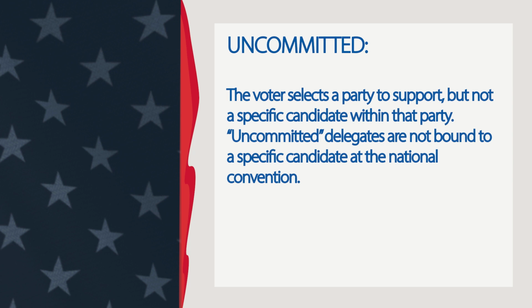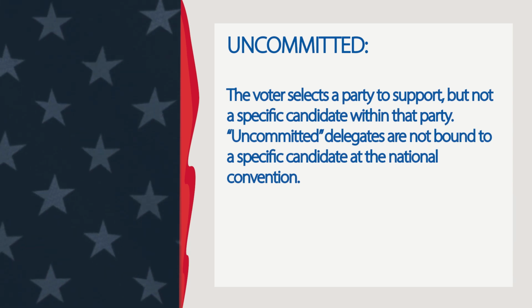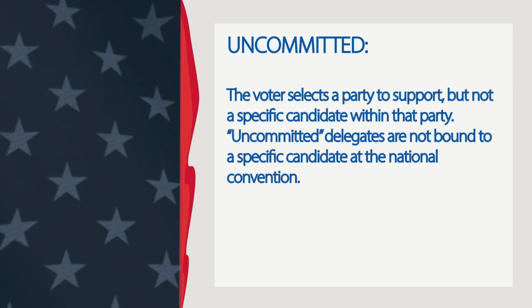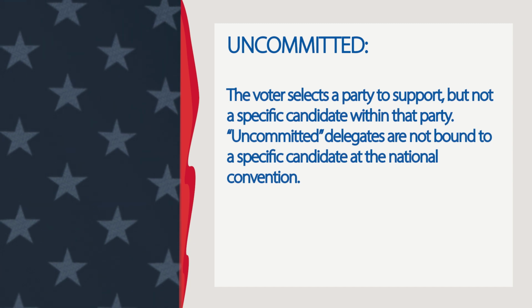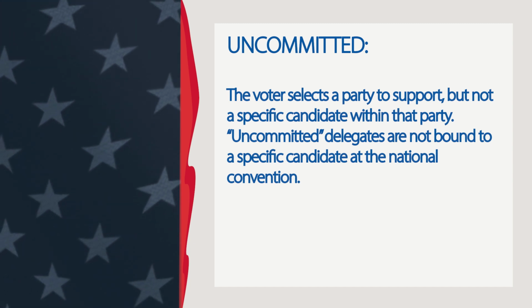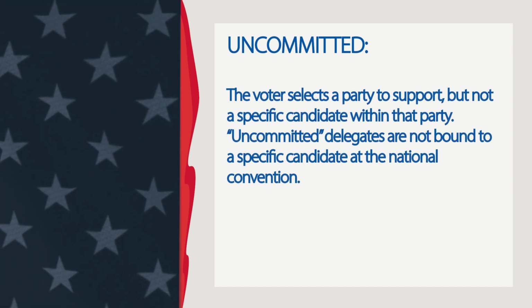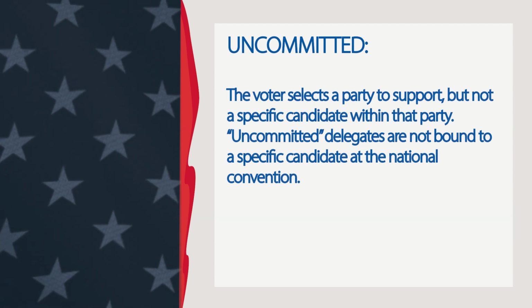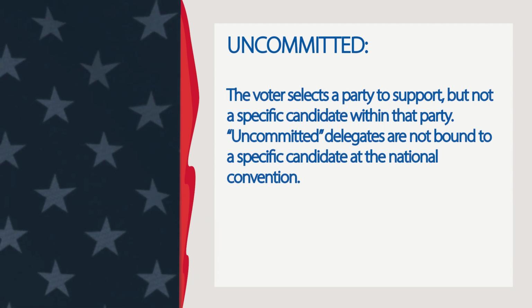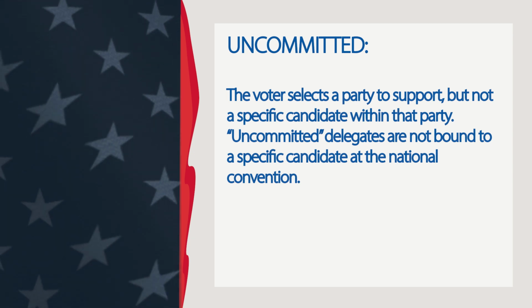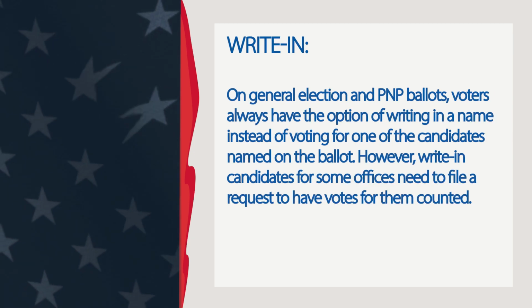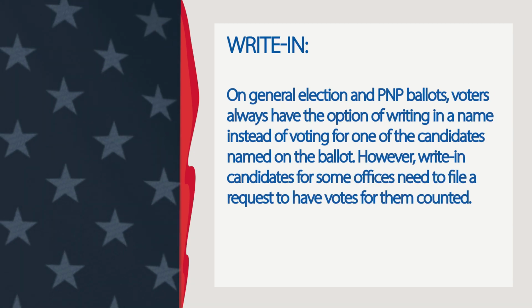In addition to official candidates listed, the ballot may contain the option for uncommitted delegates. The voter selects a party to support, but not a specific candidate within that party. Uncommitted delegates are not bound to a specific candidate at the national convention. Or write-in candidates.